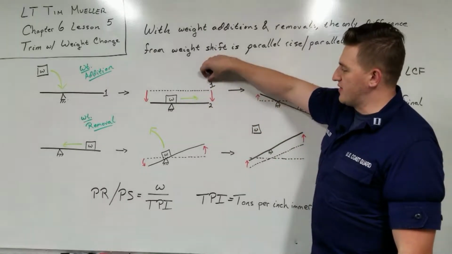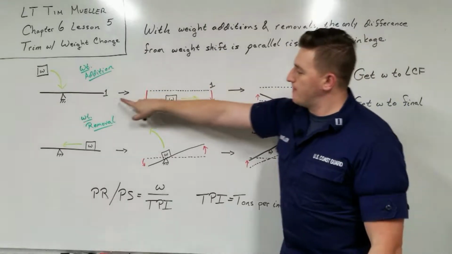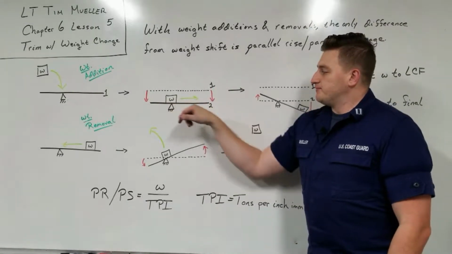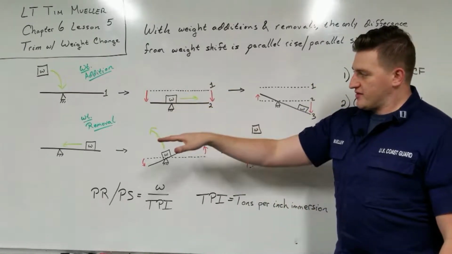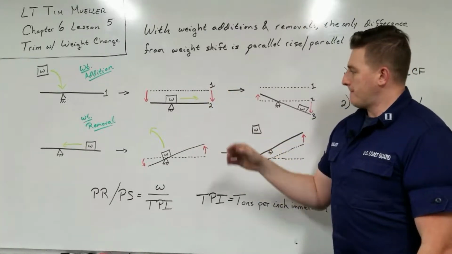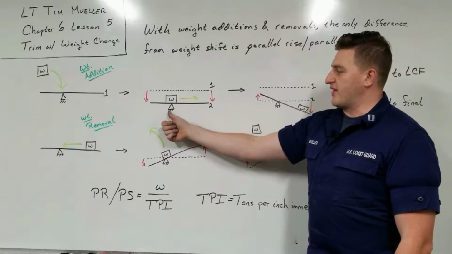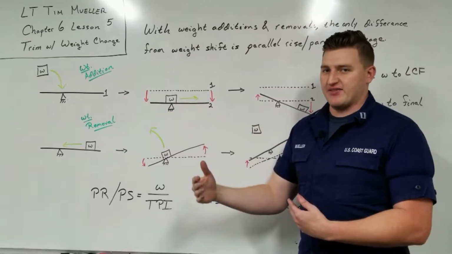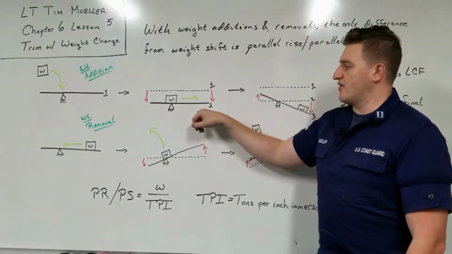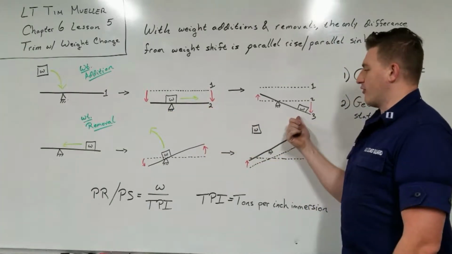So here, with this dotted line, was our state 1 from here. Now we have state 2, this line. We've completely parallel sank, so forward and aft drafts both sank an equal amount. Now we have that weight at the LCF, but we don't want to finish it at the LCF. We want to finish it somewhere forward.